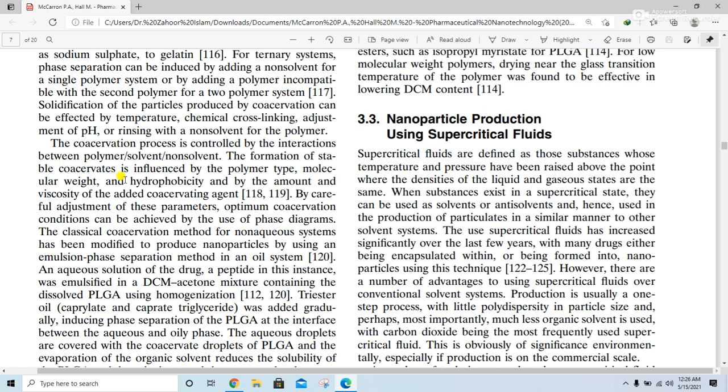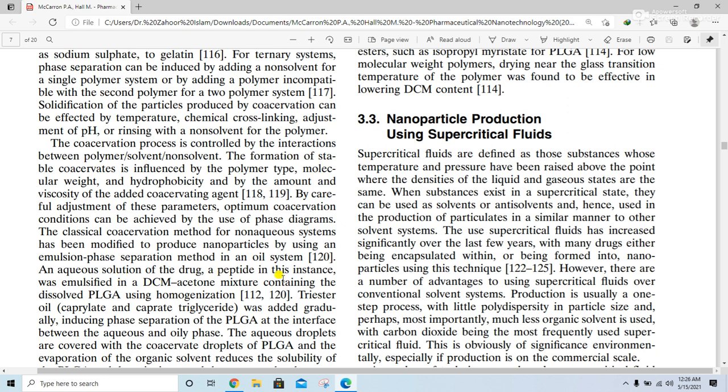The formation of stable coacervates is influenced by the polymer type, the molecular weight and the hydrophobicity, and by the quantity and the viscosity of the added coacervating agents. By careful adjustment of these parameters, optimum coacervation conditions can be achieved by the use of a phase diagram. The classical coacervation method for non-aqueous systems has been modified to produce nanoparticles by using an emulsion phase separation method in an oil system.